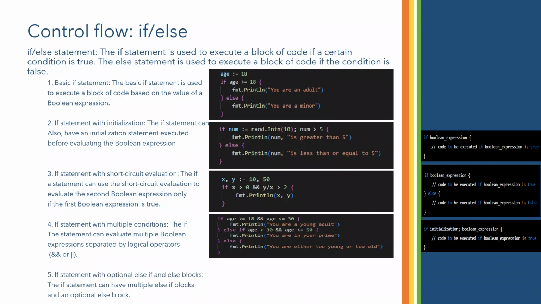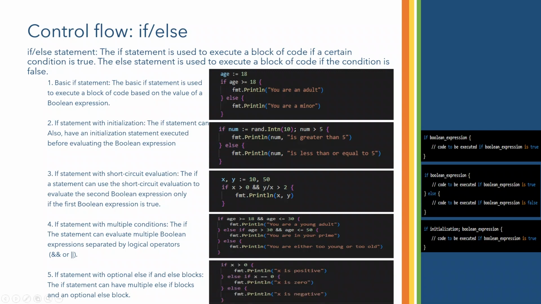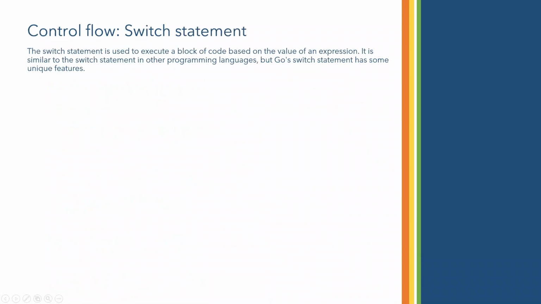And the fifth variation of the if statement is the if statement with optional else if and else blocks. The if statement can have multiple else if blocks and an optional else block. For example, if x is greater than 0, then do something. Else if x equals 0, do something else. We can execute the default case in that last else condition: x is negative, right? Let's move on to the switch statement.